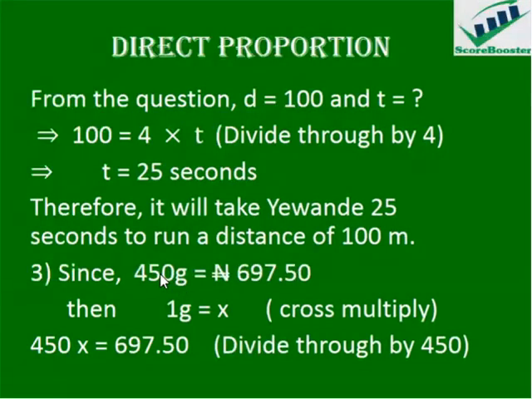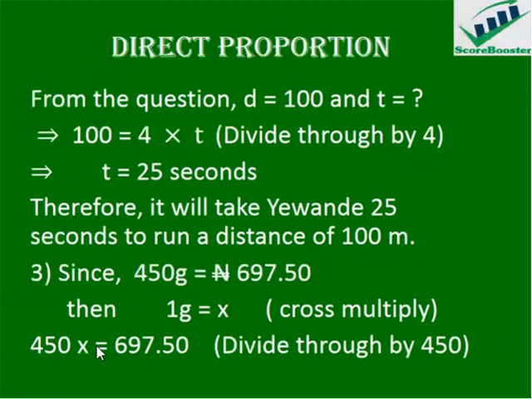So that is why we have 450 multiplied by x, we have 450x, and we multiply what is at the left hand side of the second statement with what is at the right hand side of the first statement. So we have 1 multiplied by 697 naira 50 kobo. And we know that this x is under the column of naira sign. So whenever we get the value of x, the unit will be naira.